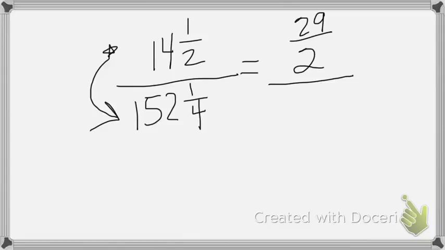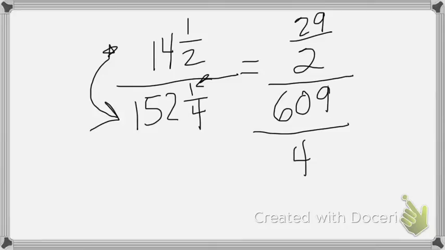This is going to be a biggie. 152 times 4. I'm trying to get how many fourths in 152. What is that? 608. Is that right? Well, actually 609, because 608, and then 609 because I have to add this one I have here already. So 609 fourths. Okay. Here's my division problem.